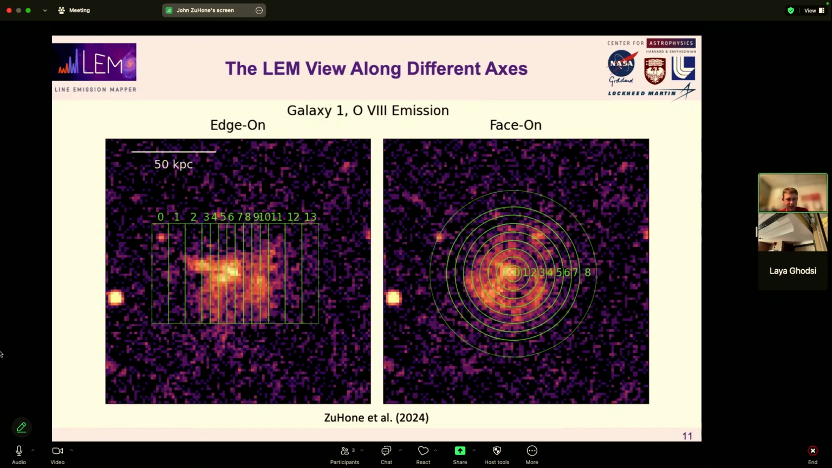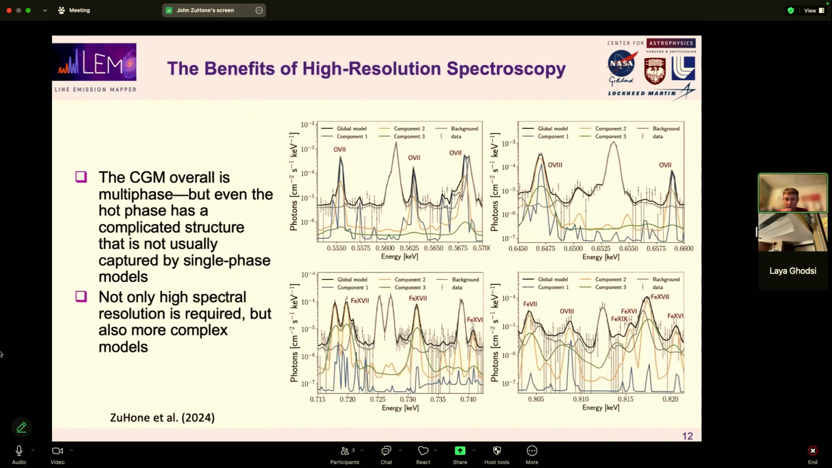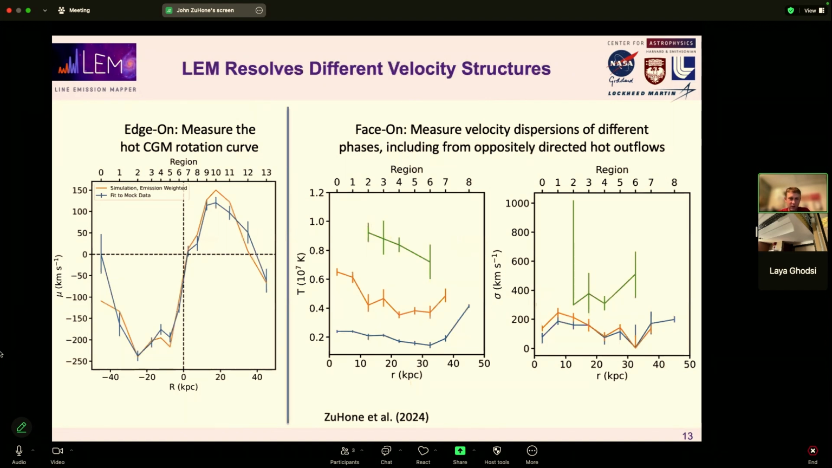So these are just some mocks looking at an example of a single galaxy. This is oxygen 8 emission from a Milky Way mass type galaxy, edge on the left, face on the right, and we've just broken this up into these little regions where we're extracting X-ray spectra and fitting them to models and analyzing them. These are what the spectra look like. The CGM overall is multi-phase, but the hot phase, as I've mentioned already, has a very complicated structure that is not usually captured by single-phase models. So we definitely need multi-phase models just for the source itself, in addition to being able to model the foregrounds and the backgrounds adequately.